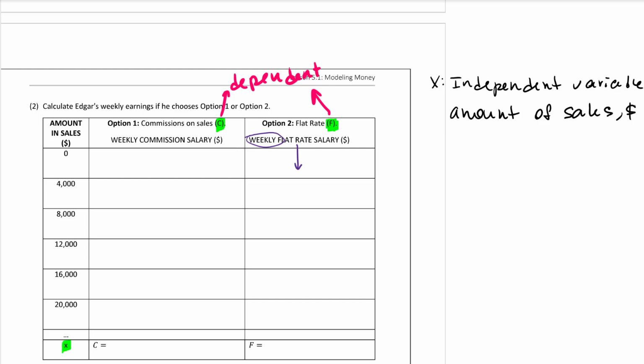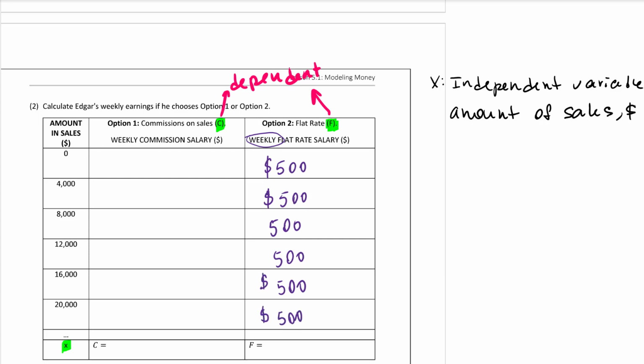All right, I'll give you a moment. Well, here for the flat rate, it doesn't matter how much he sells, it will be $500. $500 for each of those entries. It doesn't matter what he sells, his salary will be $500.